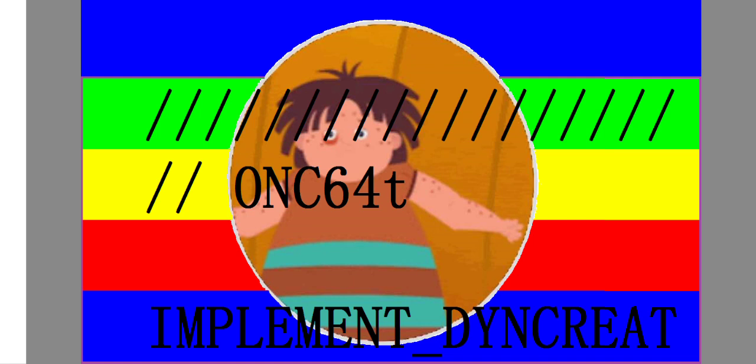Implement underline, then create, implement, then create. ONC64T.CPP, ONC64T construction and destruction and begin message map.